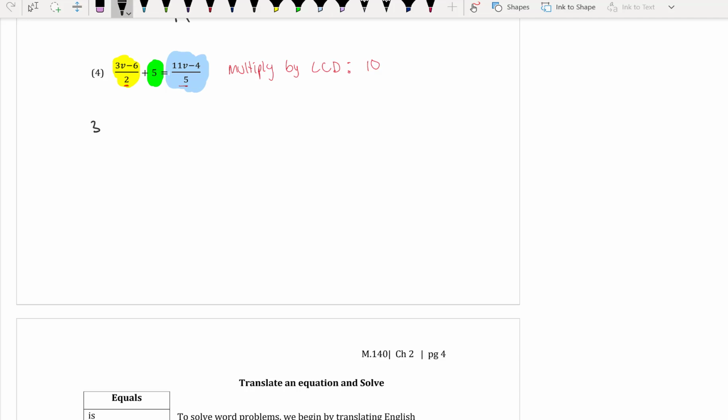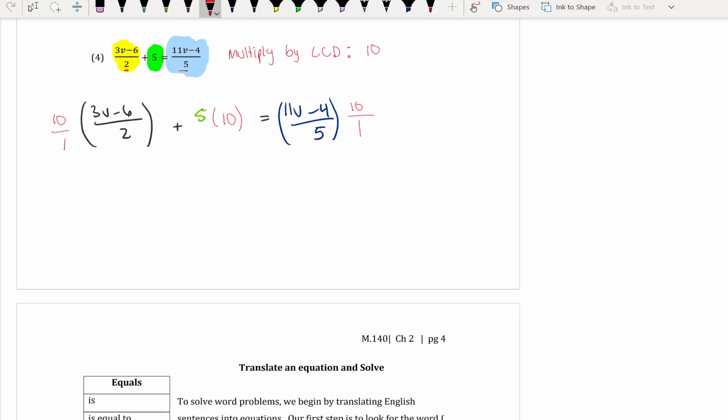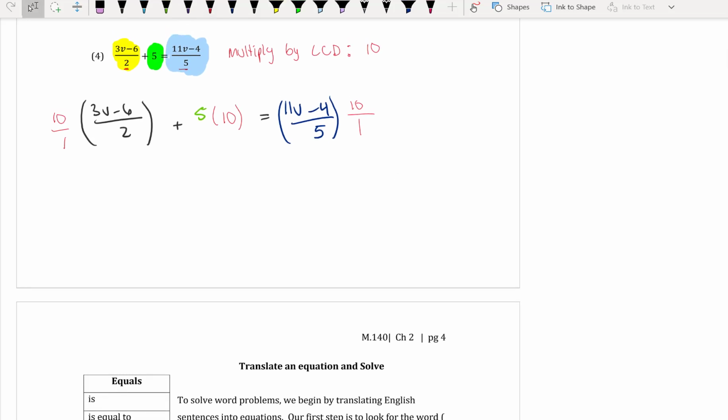So I have my 3v minus 6 over 2. And remember, I'm multiplying by 10. So 10 over 1. And I have my plus 5. And I am multiplying by 10 is equal to my 11v minus 4 over 5. And you're multiplying by a 10. So now, since you're multiplying each individual term by 10, I can go ahead and do that.